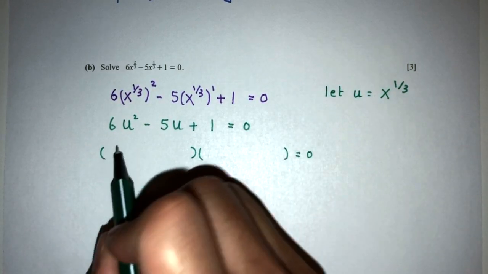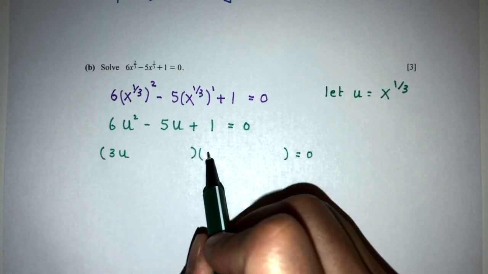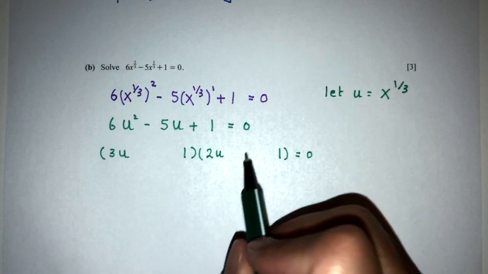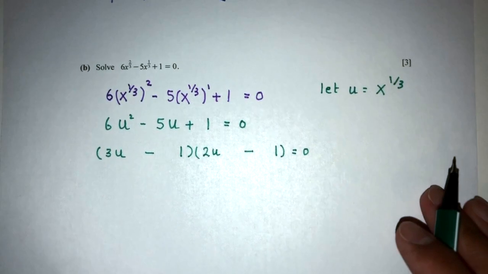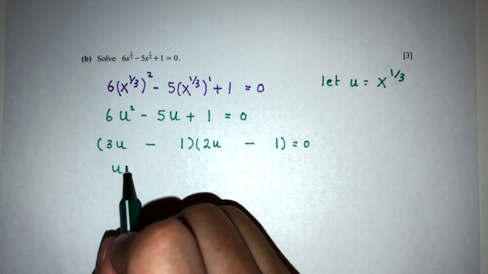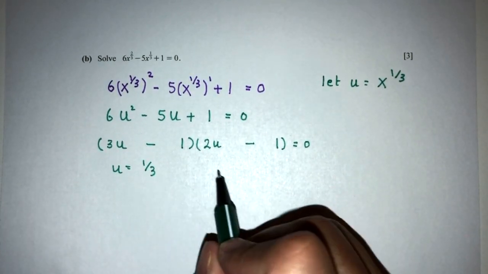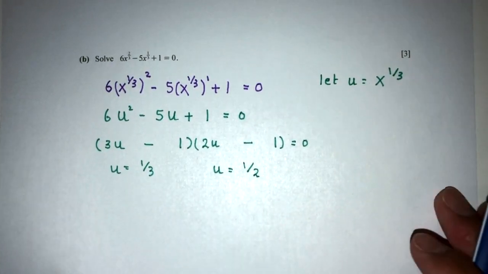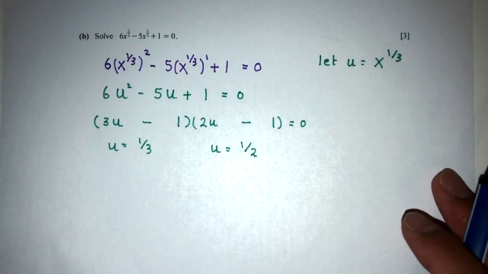So 6u squared will be 3u times 2u. 1 is 1 times 1. To get minus 5, it has to be minus 3 minus 1. So u will be 1 over 3 and u will be 1 over 2. But now, of course, we're not trying to find the value of u. We are trying to find the value of x.